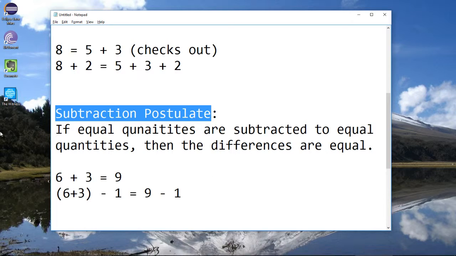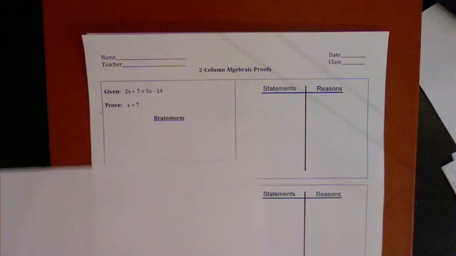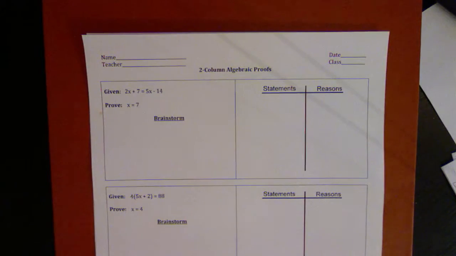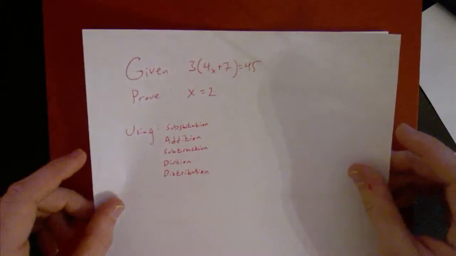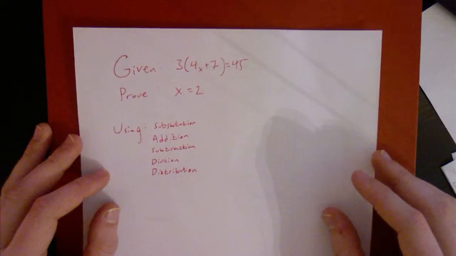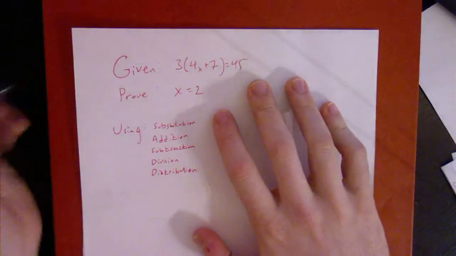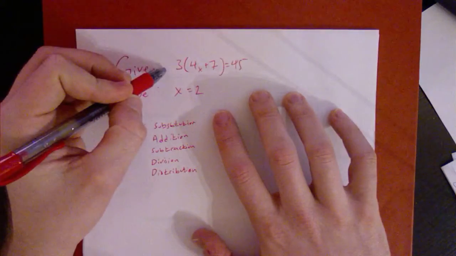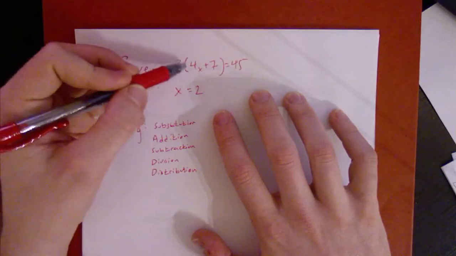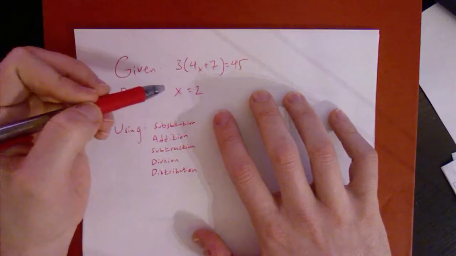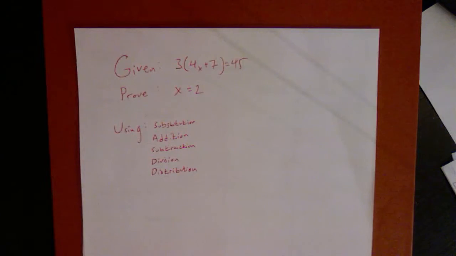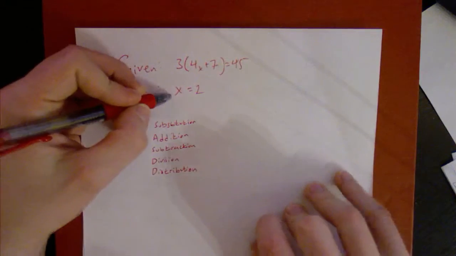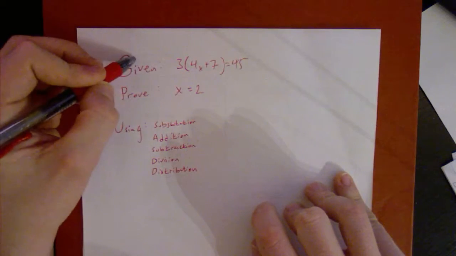This becomes necessary, though, when we start worrying about full proofs. It sounds like there's a lot that's going on, but it's really not that crazy. So let's take a look at an example. First thing, I'm given 3 times the quantity 4x plus 7 equals 45. They want me to prove that x is equal to 2 if this is what I'm given.